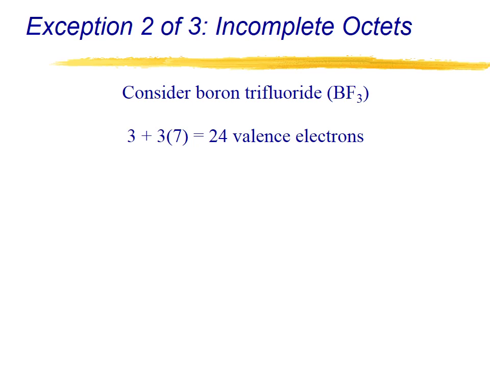Exception 2 is when you can't get to 8. It's kind of the opposite problem, and again, I will just jump into this with an example: boron trifluoride. If you do the counting, the boron contributes 3 valence electrons. Each of the fluorines contributes 7, so you've got a total of 24 valence electrons.